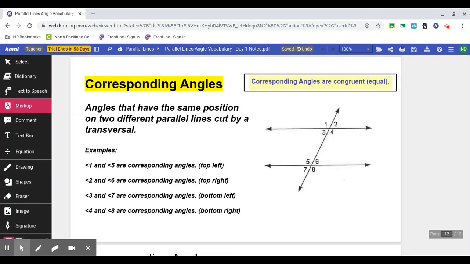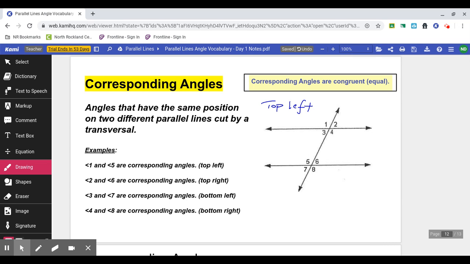So we're kind of looking at these two parallel lines separately, the first one and the second one, and seeing which angles match up. So if we look at angle 1 here, angle 1 is on the top left in this diagram. It's on top of the parallel line and it's to the left of the transversal.